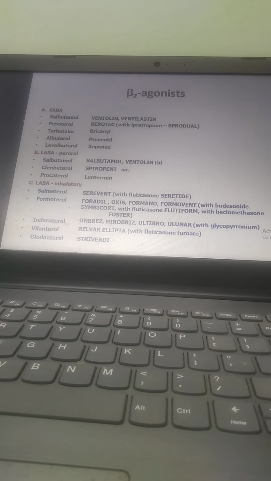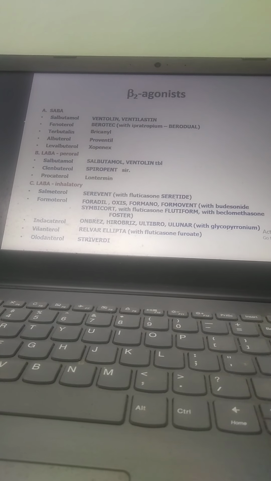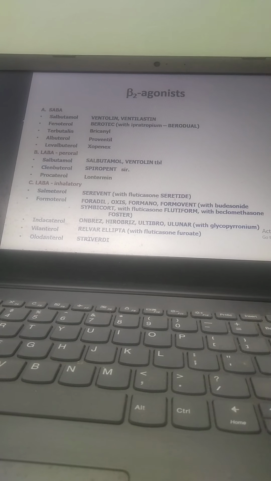Now we have LABA inhalatory, because they are also in the inhalation, like we can give the pumps. Salmeterol is there, formoterol is there, indacaterol is there, vilanterol is there, olodaterol is there. So there is the SABA, there is the LABA peroral, and there is the LABA inhalatory.